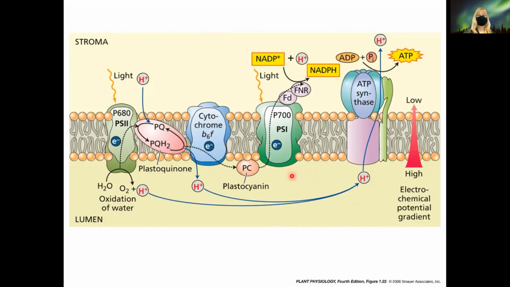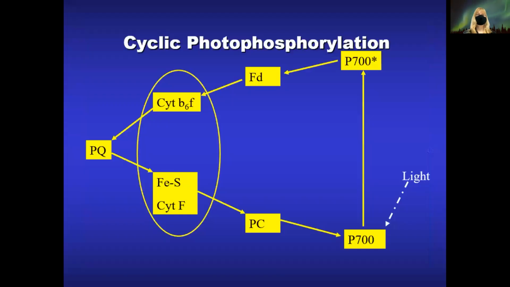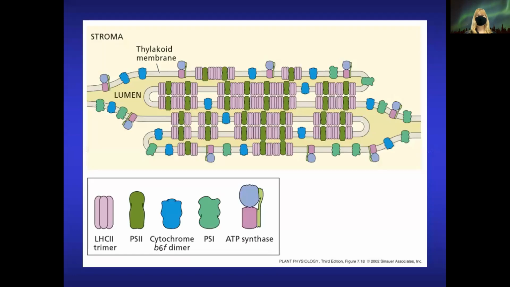We also talked about cyclic photophosphorylation, which is this one. Again, the cyclic is just referring to the electrons. Certain portions of the thylakoid membrane the plant will decide, so to speak, I need more proton pumping going on. I'm getting short of ATP. I need to boost my ATP levels.